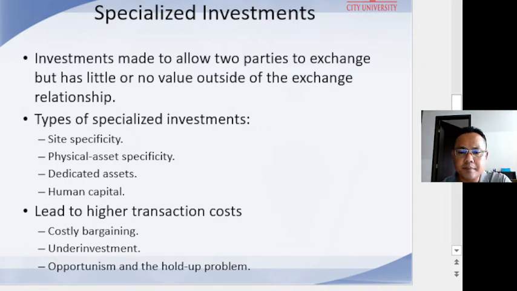And then another problem that may occur in specialized investment. You can see from here the opportunism and the hold-up problem. When a specialized investment must be made to acquire an input, the buyer or seller may attempt to capitalize on the sunk nature of the investment by engaging in opportunism.